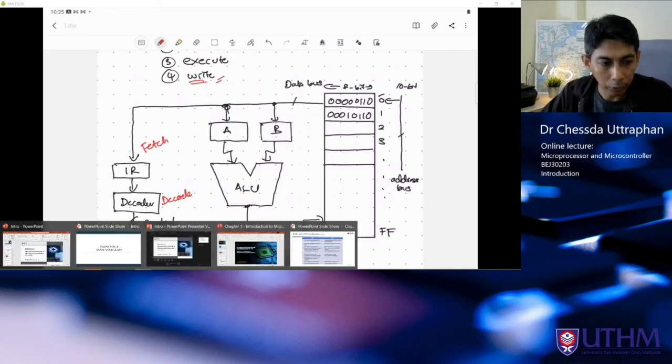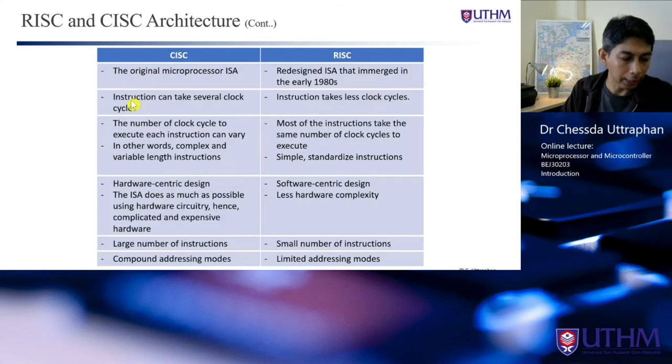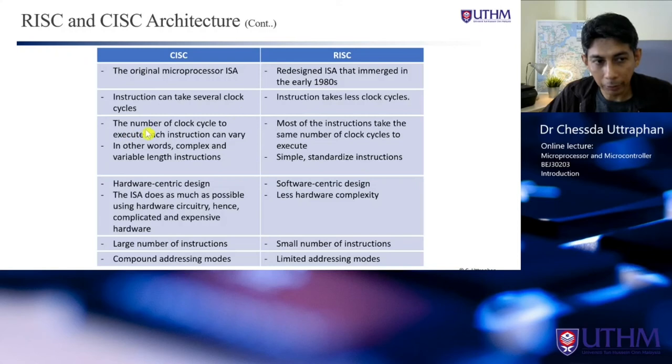All right, so back to this. An instruction can take several clock cycles. For CISC, it may take more clock cycles to complete one instruction, but RISC takes fewer clock cycles. The next, the number of clock cycles to execute each instruction can vary. In other words, complex and variable length instruction. This is related to this also.